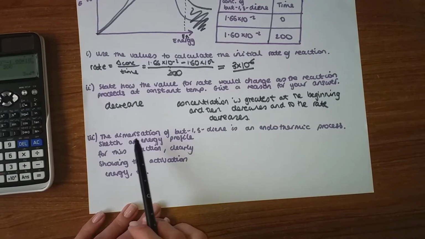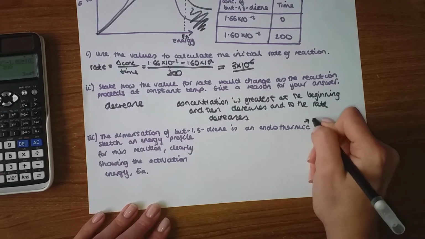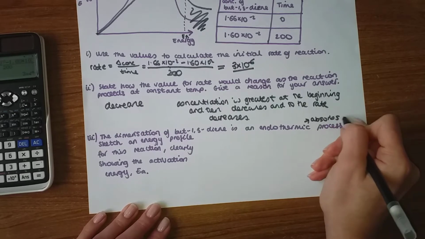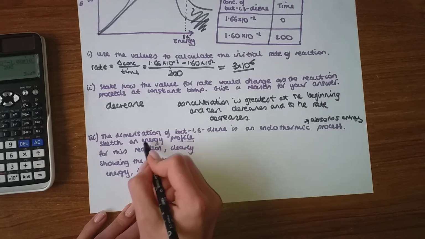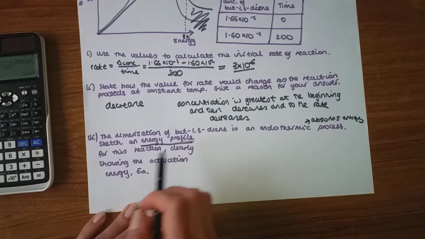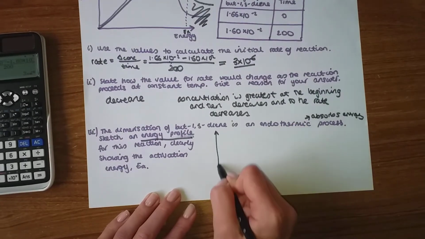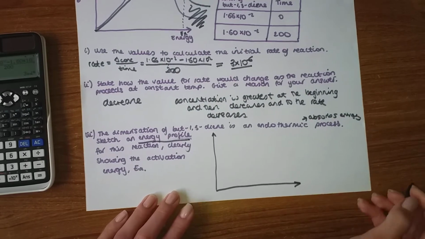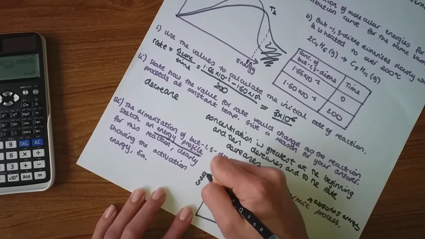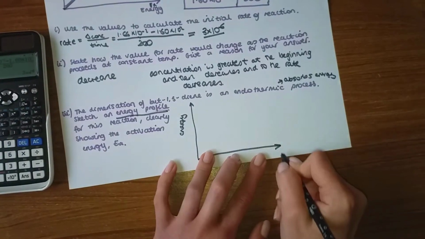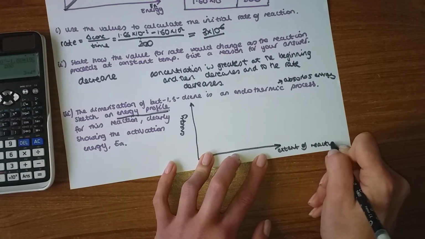The dimerization of but-1,3-diene is an endothermic process, so it absorbs energy. Sketch an energy profile for this reaction, clearly showing the activation energy. So, energy profiles, we draw a graph, and you've got energy on this side and the extent of reaction on this side.